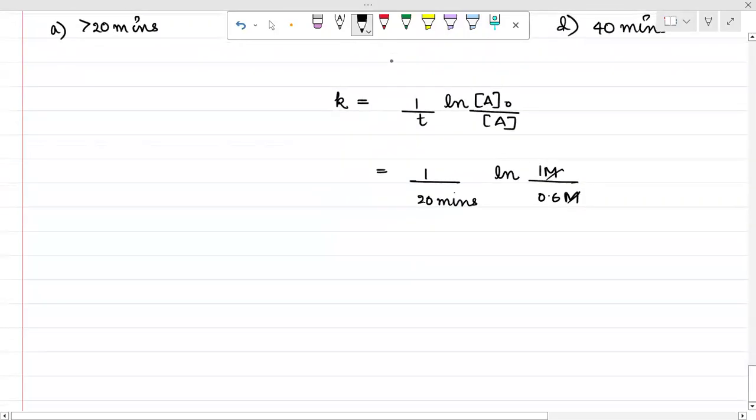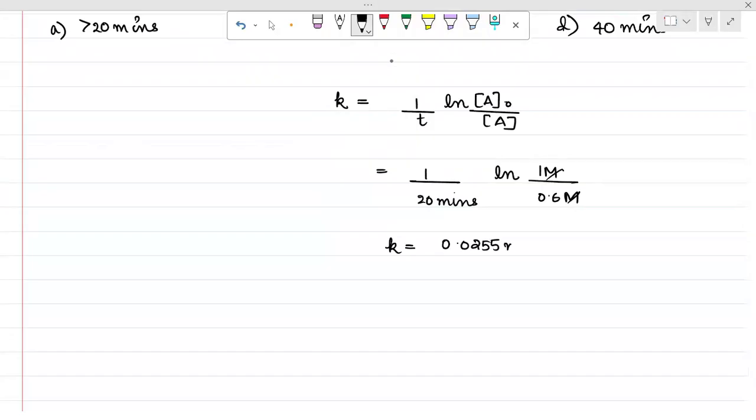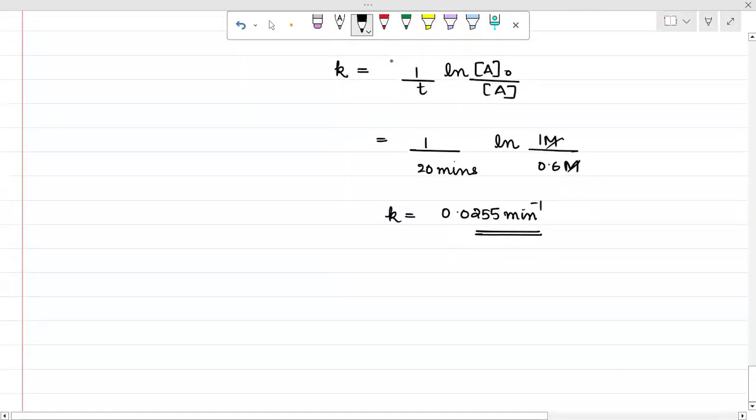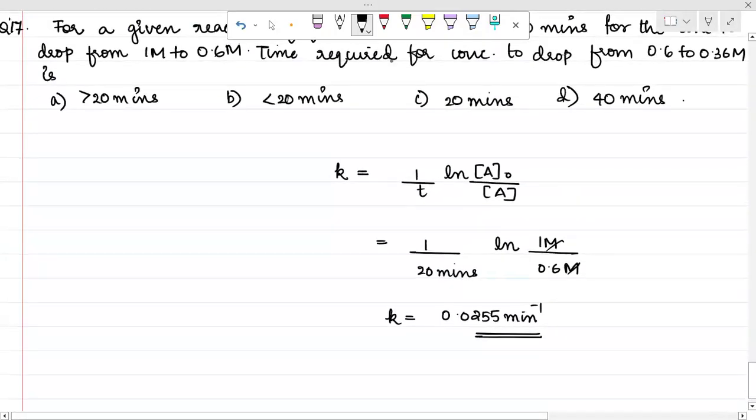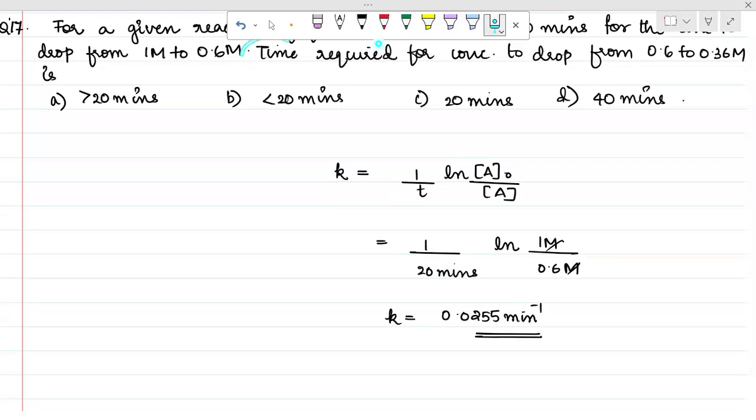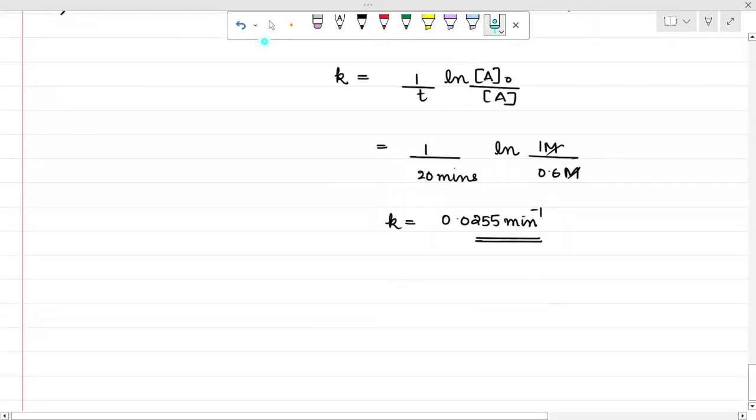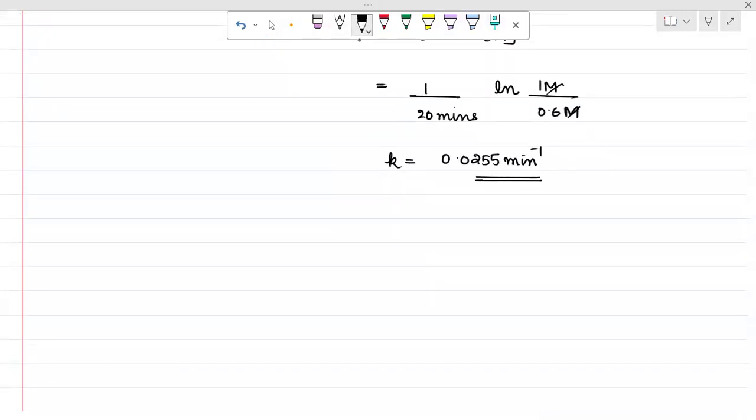Okay, you can substitute the values, find the equation, and you will get that K is equal to 0.0255 per minute. It's a first order reaction, so the unit is just going to be per time. Now, what is the question? You know K. You have to find the time for the concentration to decrease from 0.6 to 0.36.